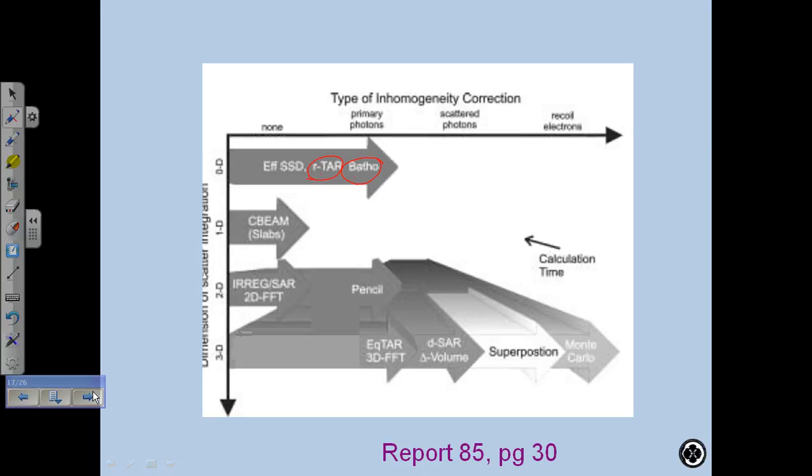Okay, here's another one, C-beam. I don't know if I've ever used this C-beam. I've never heard of it. This is even worse than these guys. It doesn't even cover primary photons. I don't know what it does.